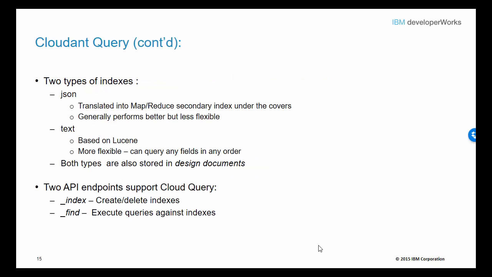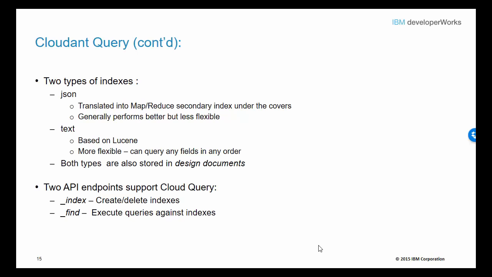So here's some more information about Cloudant Query. There are two types of indexes. One is a JSON index, and you saw an example of one in the previous slide. These are actually translated under the covers into MapReduce secondary indexes, and generally they perform better than the other type of index, which is a text index, but they're less flexible. In particular, they have restrictions on the order in which you can sort the results and so on.